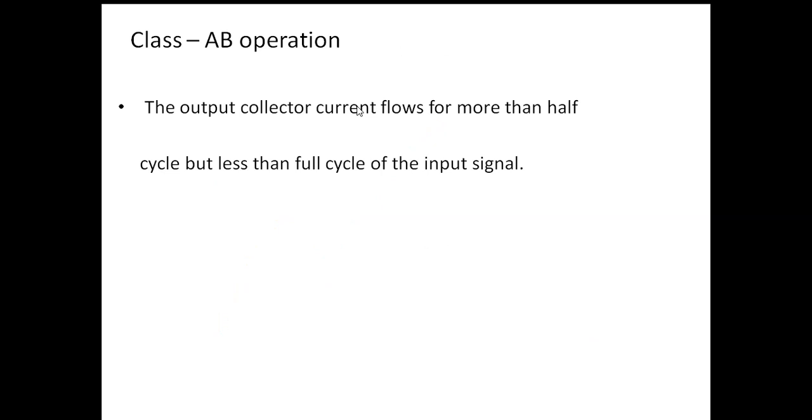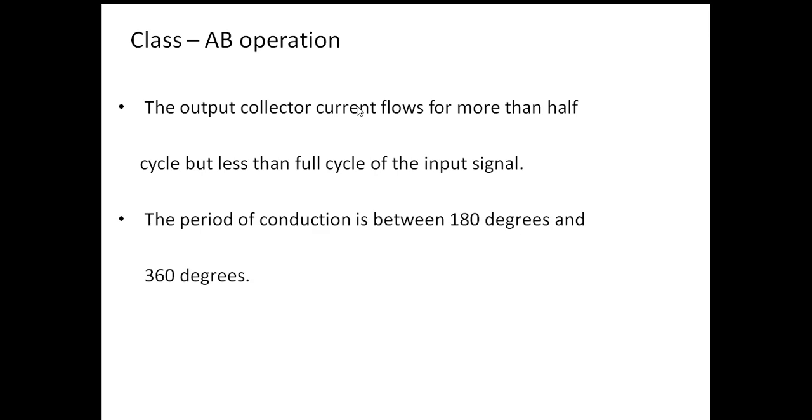Next, class AB operation. Here the output collector current flows for more than half cycle but less than the full cycle of the input signal. Means in between class A and class B. Class B is only the positive half cycle or negative half cycle, means half of the input signal, whereas class A is the full cycle. But here, if it is greater than half cycle and less than full cycle, that is nothing but class AB operation. The period of conduction is in between 180 degrees and 360 degrees, less than 360 degrees, greater than 180 degrees, 180 to 360.